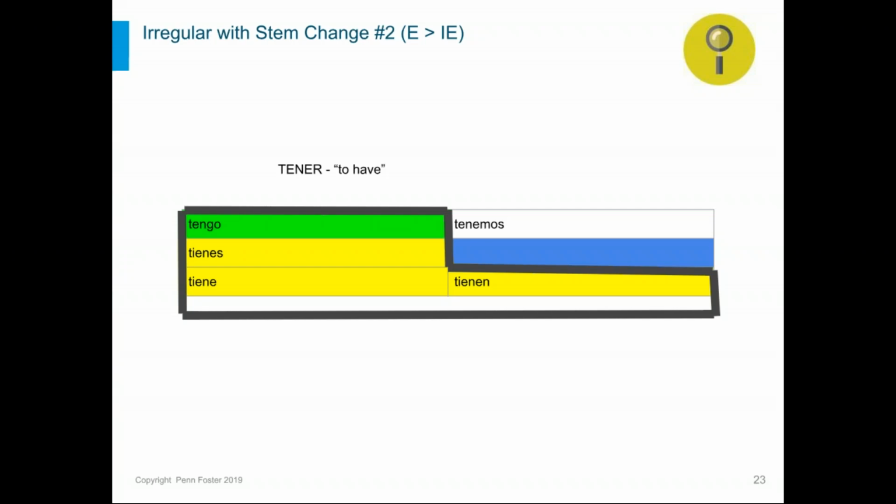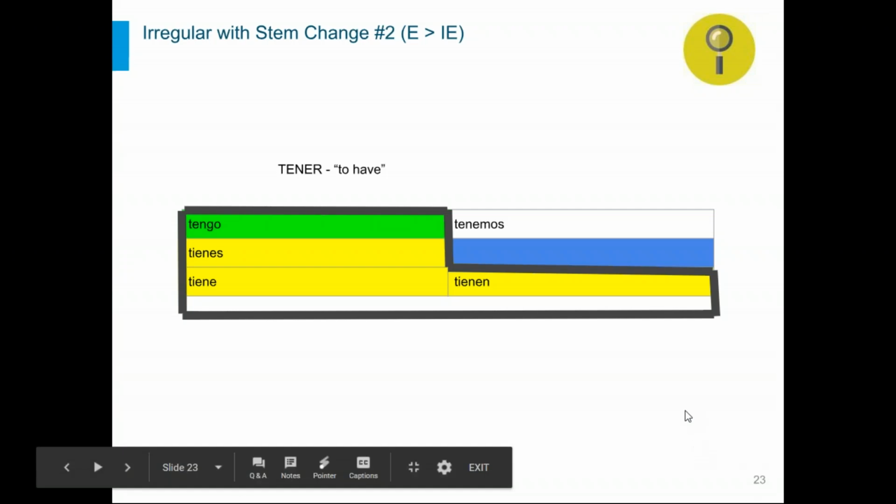The biggest difference as far as this conjugation to the previous one would be tenemos has an EMOS ending, as it is an ER verb, and venimos on the previous slide had an IMOS ending since it was an IR verb. But again, if you were to compare the two, vengo, tengo, vienes, tienes, etc., very similar conjugations, very similar sounds. Okay, not very common, right? Not too many, like I said, but they do exist.